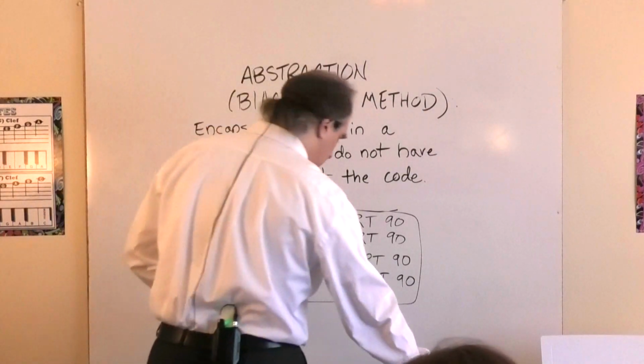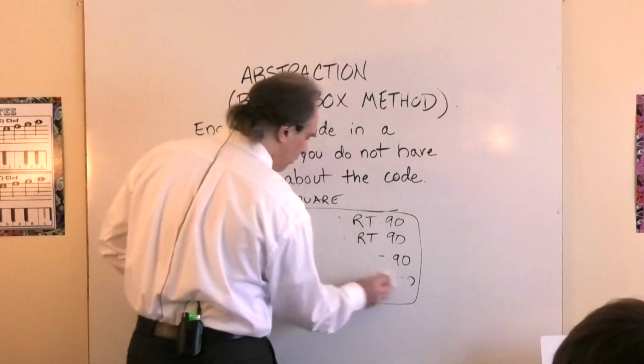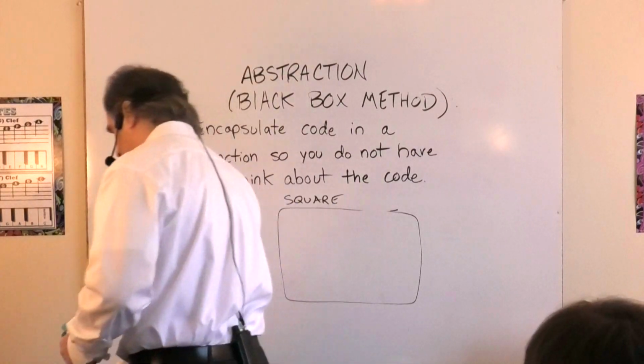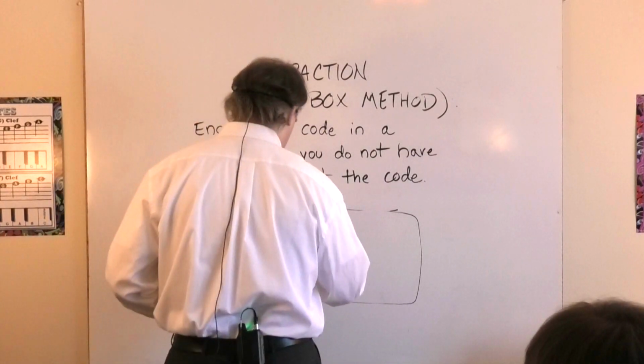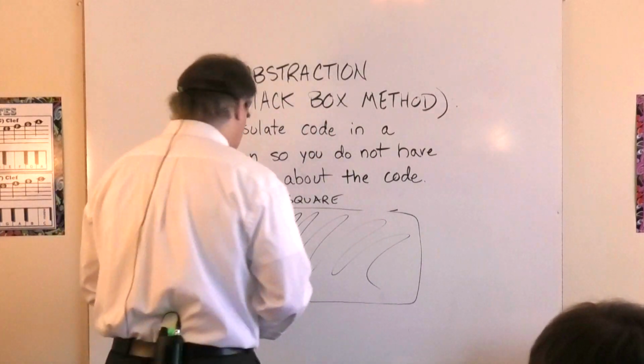So we call this the black box because you're not going to look at this code anymore. You no longer need to look at it, assuming it's right. If there's something wrong with it, then you have to go debug it and trace through it. But that's your black box. Square.